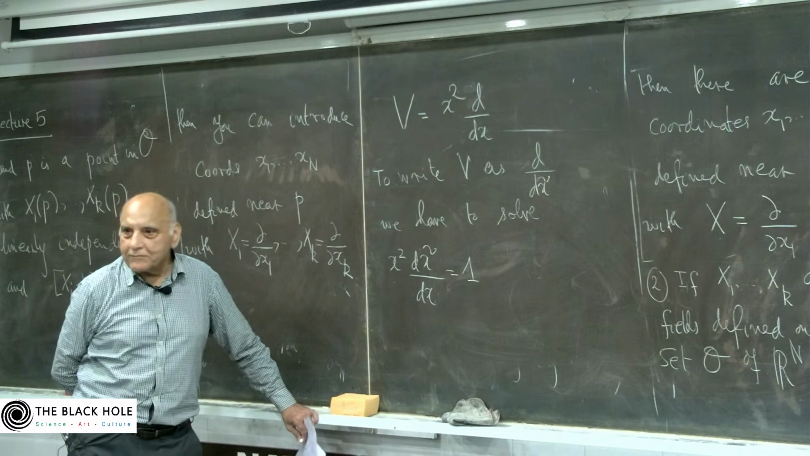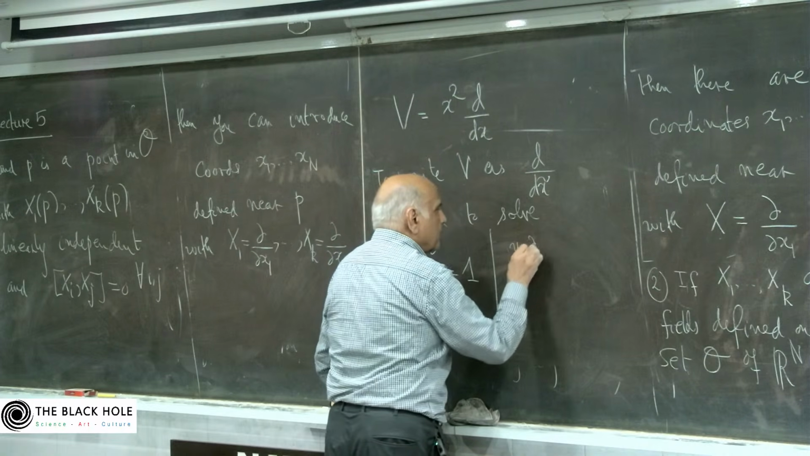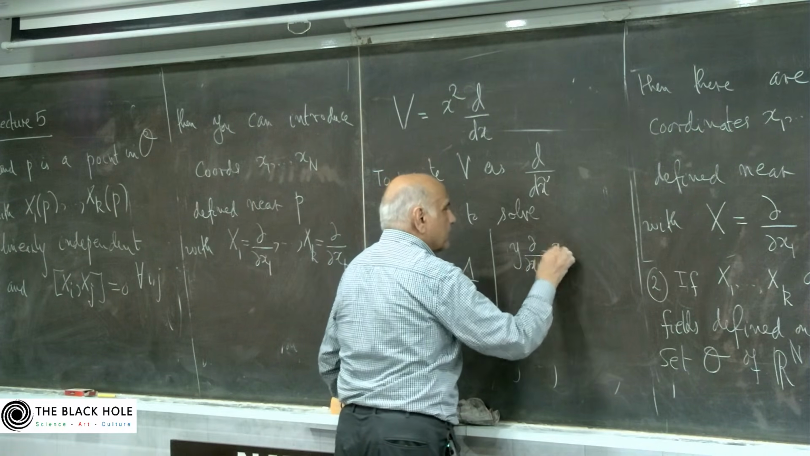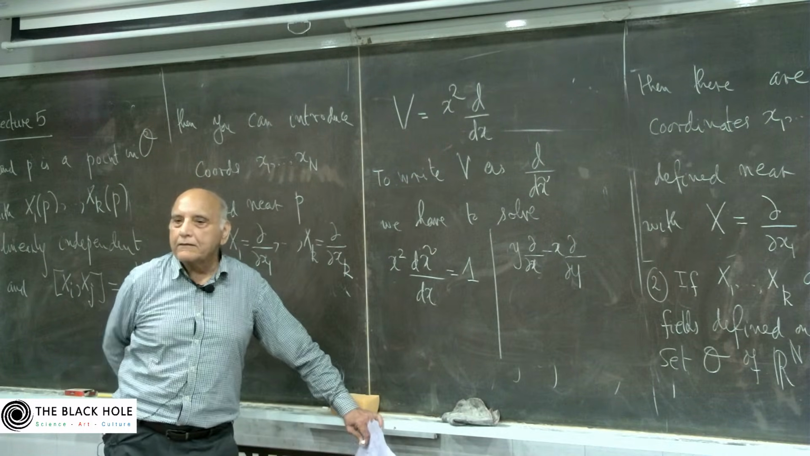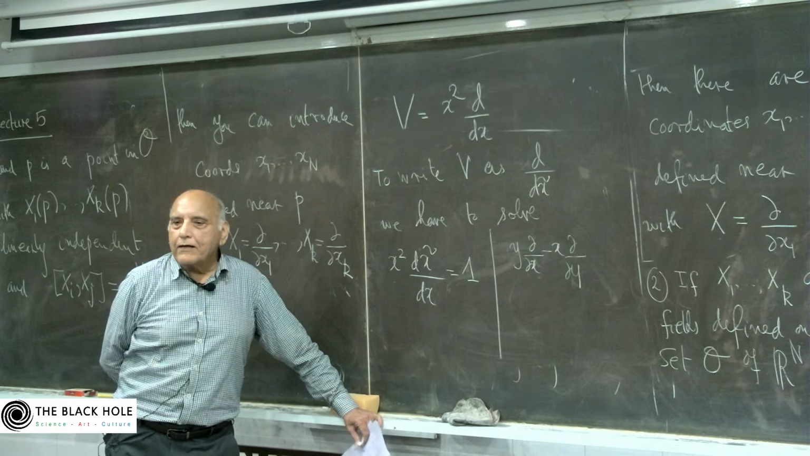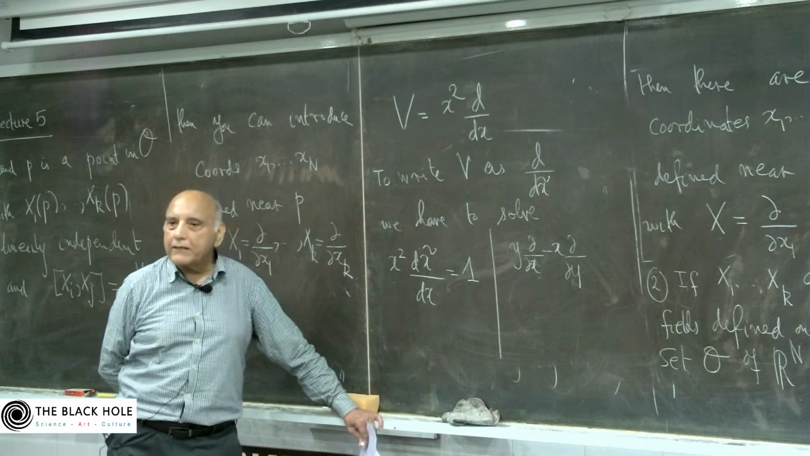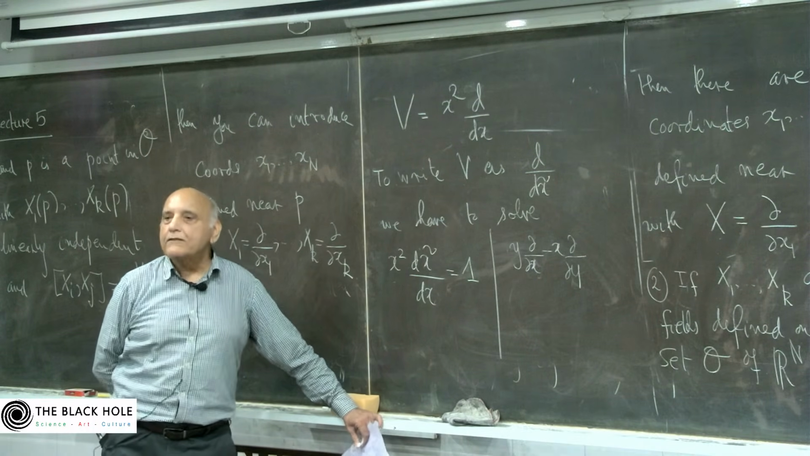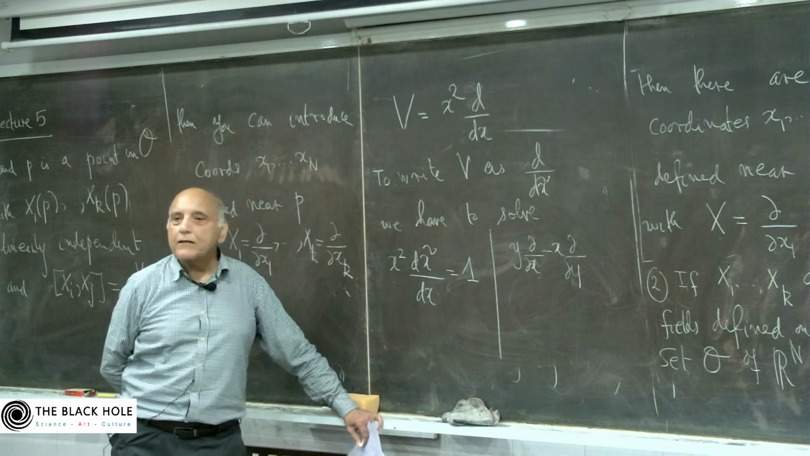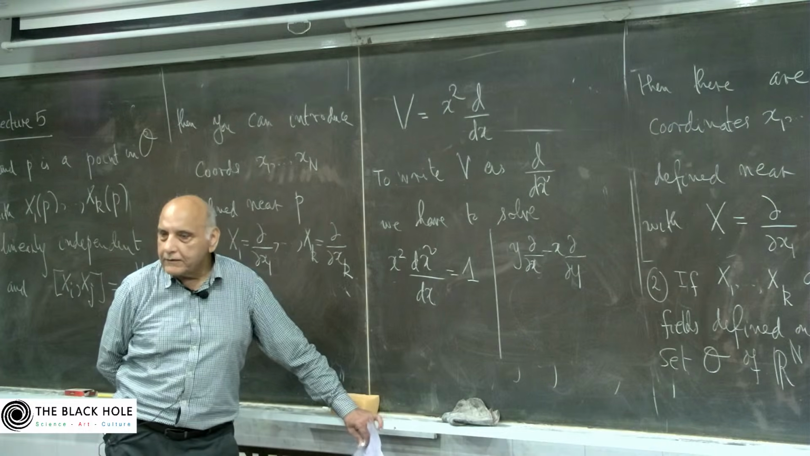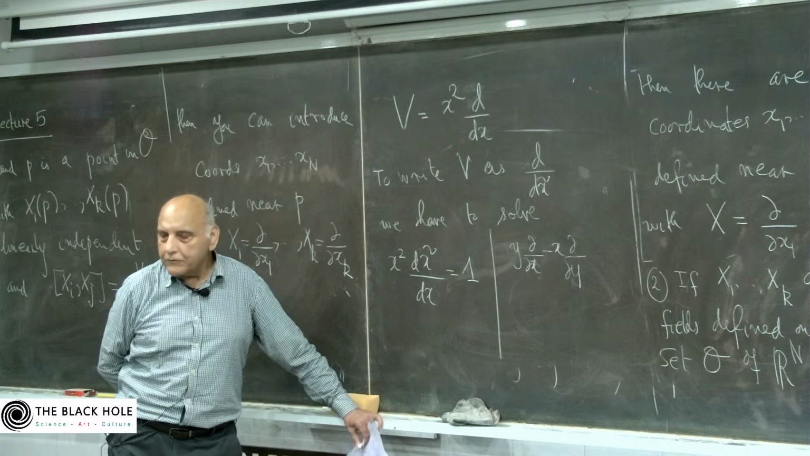So you have to do something. Similarly, if I give you y partial by partial x minus x partial by partial y, this is a vector field. How can I write it? You have to do something. And it turns out that the correct change of coordinates is the polar coordinates. When you do that, this vector field becomes partial by partial theta.